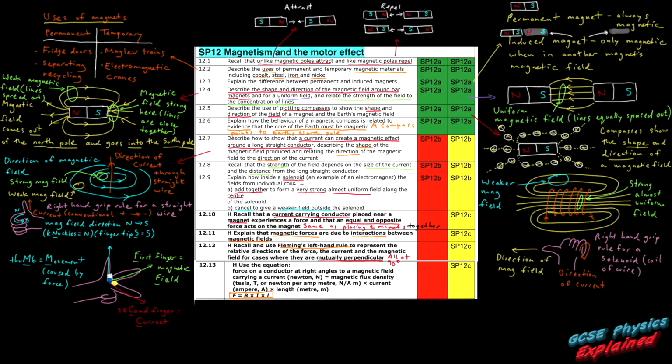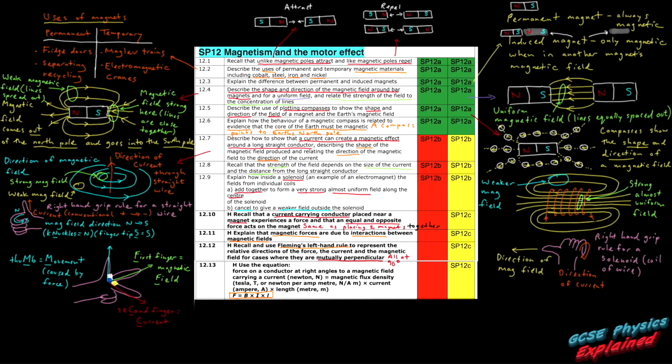Explain how inside a solenoid, that's an example of an electromagnet, which is basically just a coil of wire. That's what a solenoid is. The fields from individual coils add together to form a very strong, almost uniform field along the centre of the coil. And they would cancel out to give a weaker field outside of the coil. So the magnetic field from here interferes with the magnetic field out there, and you end up with a weaker field out here and a weaker field out there, and nice and strong in the middle.